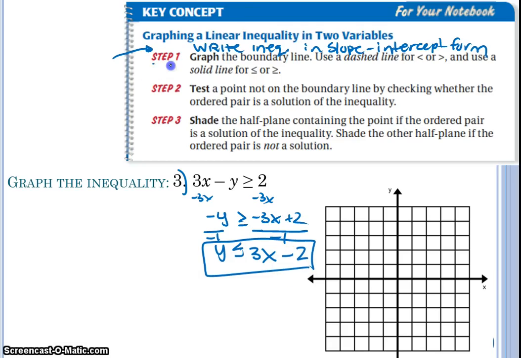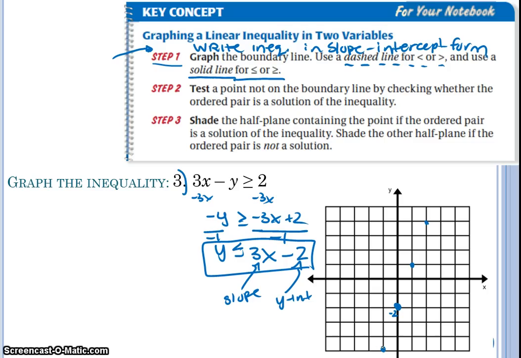Okay, so step 1 says to graph the boundary line. And it says use a dashed line if it's less than or greater than, and use a solid line if it's greater than or equal to or less than or equal to. Okay, so let's do that. So -2 is our y-intercept, and our slope is 3. So we're going to start by graphing the y-intercept at y is -2. And our slope is 3, or 3 over 1. So we're going to go up 3 and over 1. And we're going to do this a couple times. Up 3 over 1, and likewise down 3 and left 1.